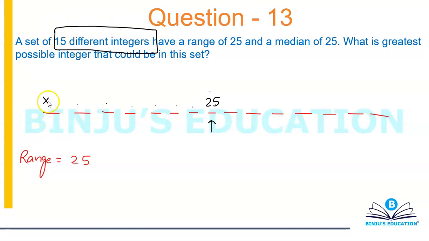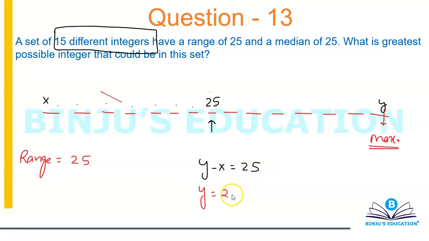So here it is x and here it is y. So I know that y minus x is equal to 25. All right, I want to maximize y, that's my concern. Since y minus x is 25, can I say y can also be written as 25 plus x? So indirectly, if I want to maximize y, I'll have to maximize x also, because y is 25 plus x, right? So I want to find the maximum possible value of x.